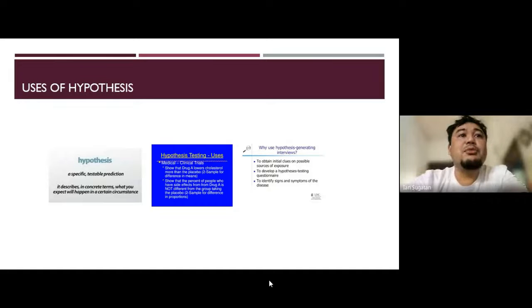So why do we use hypothesis generating interviews? First is to obtain initial clues on possible sources of exposure. Second is to develop hypothesis questionnaires. And number three, to identify signs and symptoms of theories and variables.